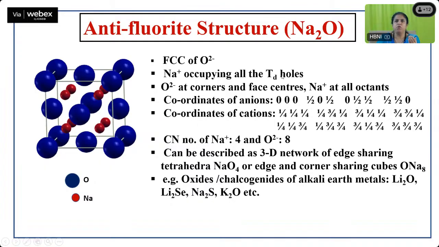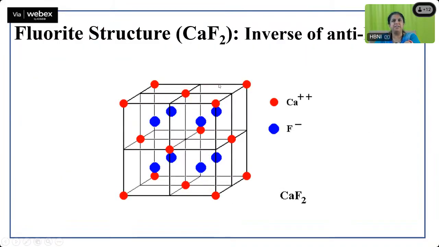Just reverse your anion and cation. Why? Because here the formula was Na2O. So whatever is 2, that goes into the tetrahedral interstices. In fluoride structure, your anion is twice. Plus, till now we were keeping anions at the corners and lattice positions because they are bigger. Now fluoride is smaller as compared to calcium 2+. So calcium forms the FCC lattice and fluoride occupies all the tetrahedral holes. Everything else remains like Na2O.